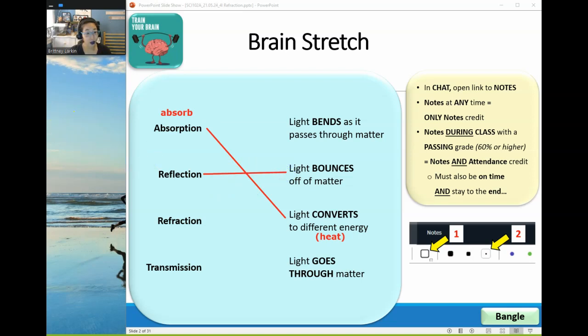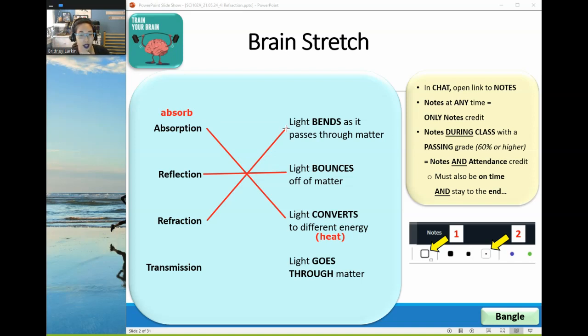Refraction is kind of a newer one probably, but refraction is a little bit different than reflection. Reflection is when something bounces right back at you. Refraction, on the other hand, is just when it bends. So it's not going to come back towards you, but it is going to bend as it passes through matter. Again, this has to do with what we talked about in our previous lesson. This leads to things like rainbows.